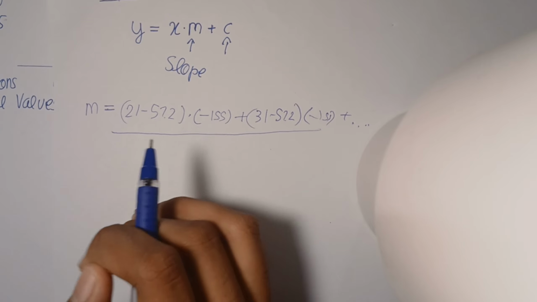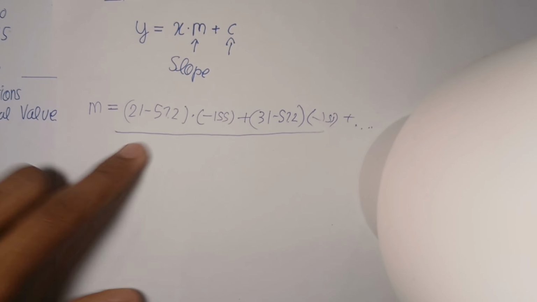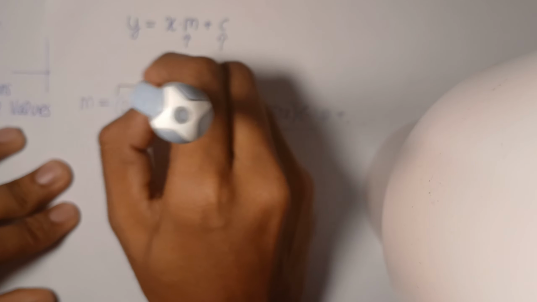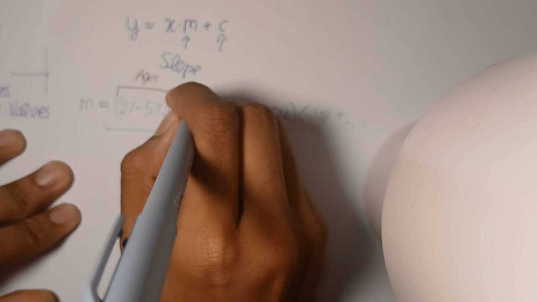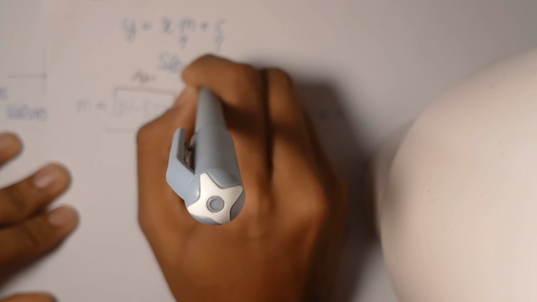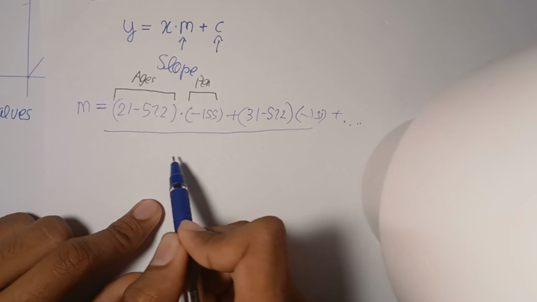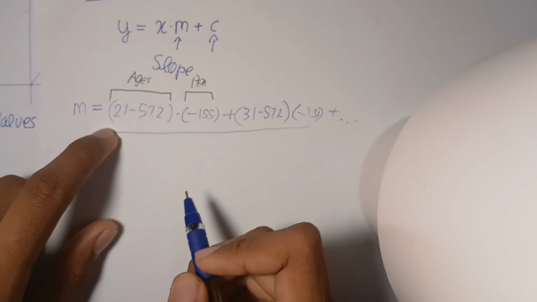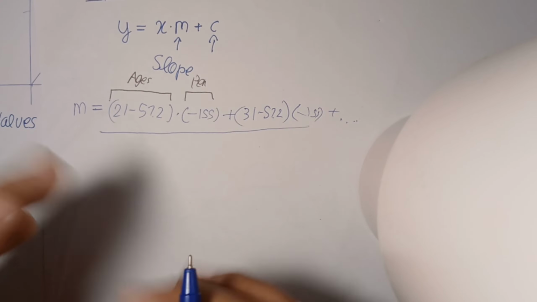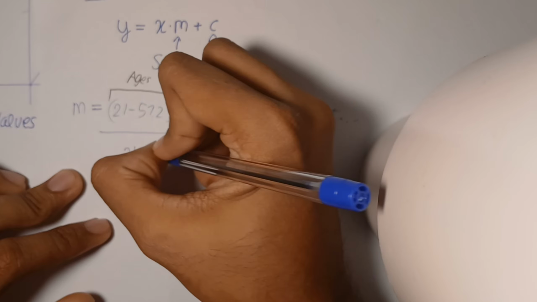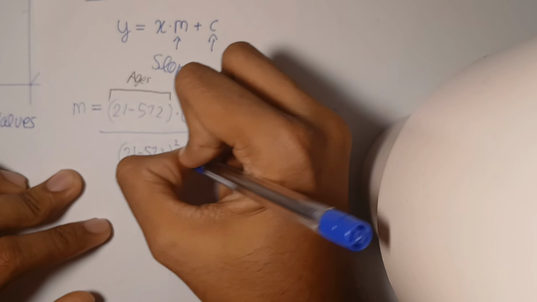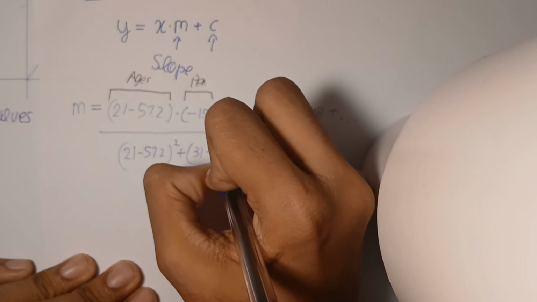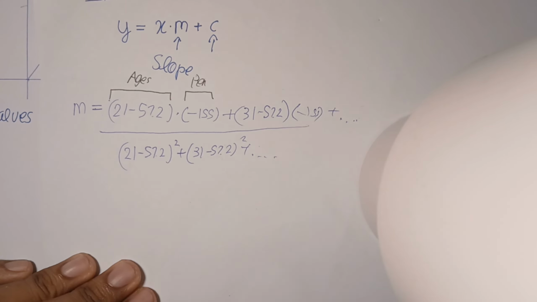The task is simply that we take whatever we were doing with the values for the age here, because so far we've been doing ages and the pension, right? Now in the denominator, it's going to be the value for the ages minus average age squared. So that would be 21 minus 57.2 squared plus 31 minus 57.2 squared, and so on.